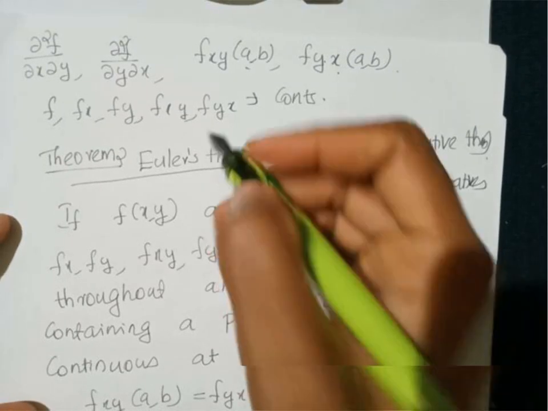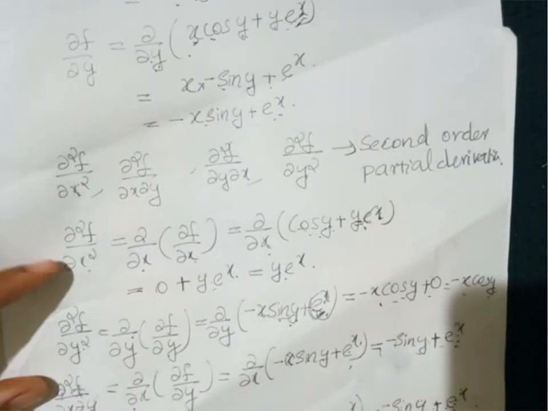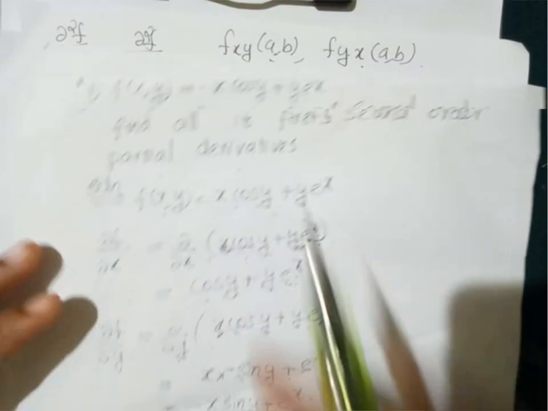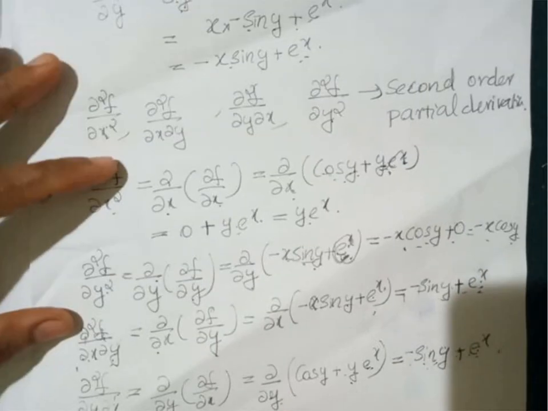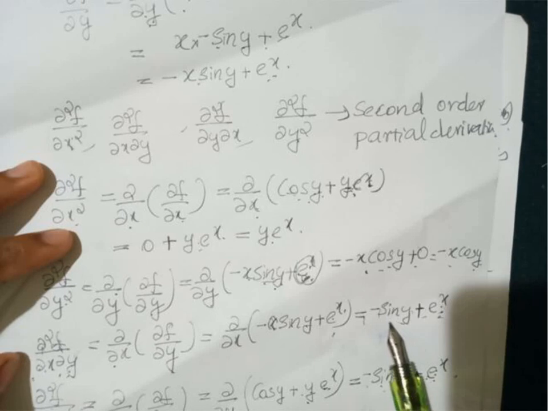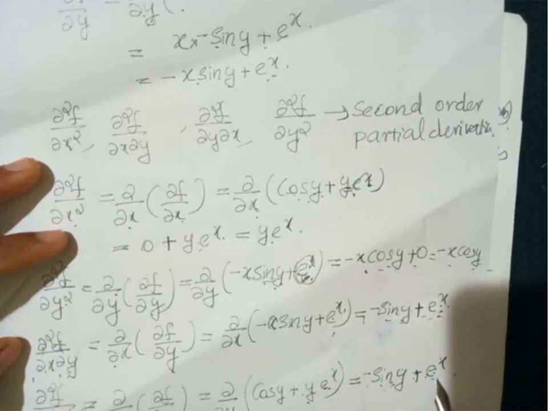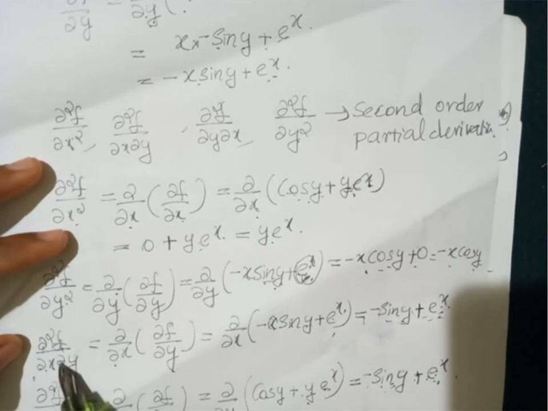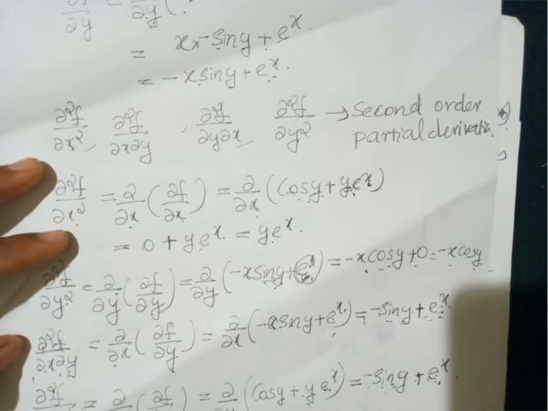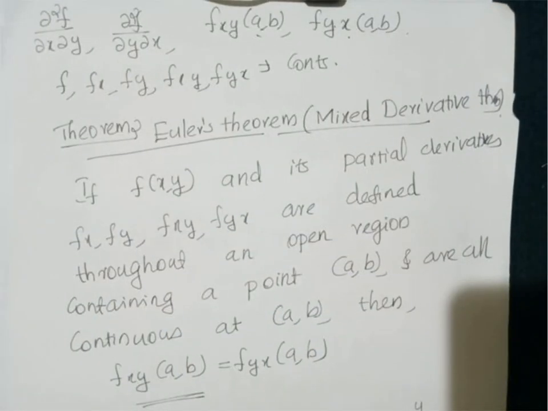Next, what? Look at this example. In this example, we have found that ∂²f/∂x∂y and ∂²f/∂y∂x are both −sin y + eˣ. Is there any relation between these two? Are they the same? The answer is very simple. We have a result, that is Euler's theorem.